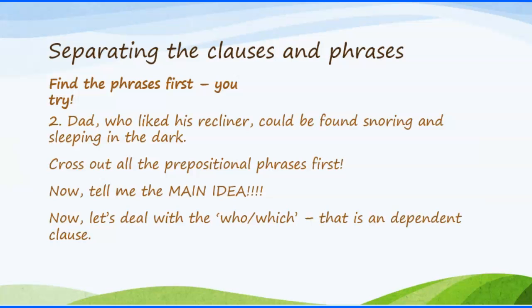So if you are back, then I assume you dealt with our clause. You should have crossed out in the dark as a prepositional phrase. Then you should have told me that Dad could be found. That's your subject verb. And you could have included snoring and sleeping in that. And then finally, you should have dealt with the who. Who liked is subject verb. Recliner, who liked what? That's your direct object.